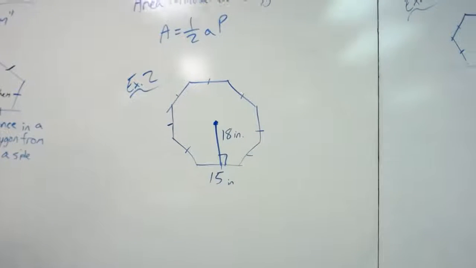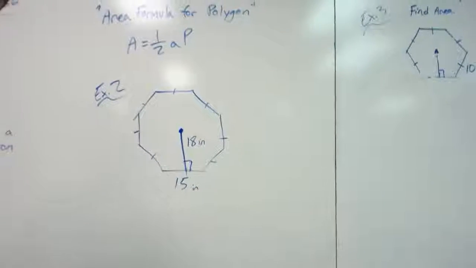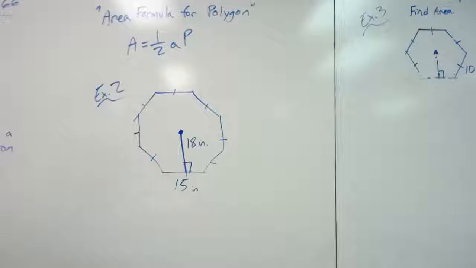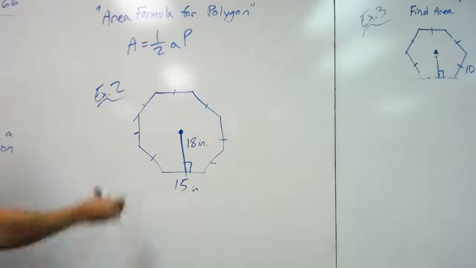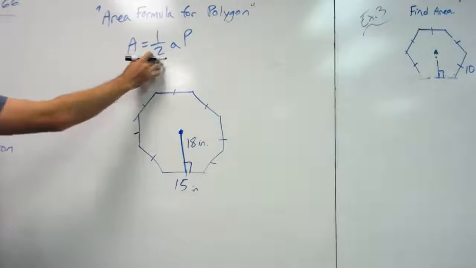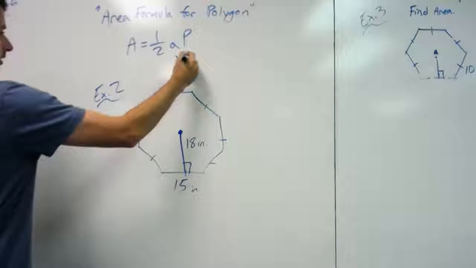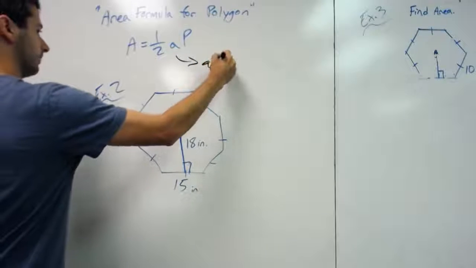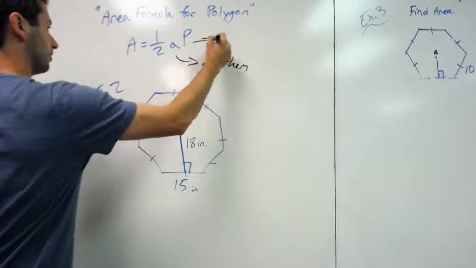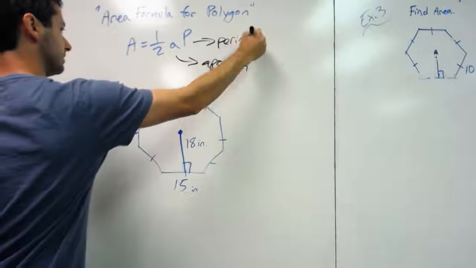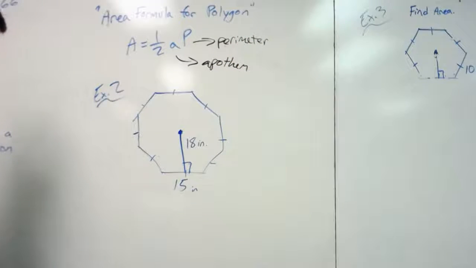So now that we know what an apothem is, we can look at our area formula for a polygon. How you find the area for a polygon is: area equals 1/2 apothem, which is what the little a stands for, times perimeter. The big P stands for perimeter, and perimeter is easy to solve for these regular polygons.